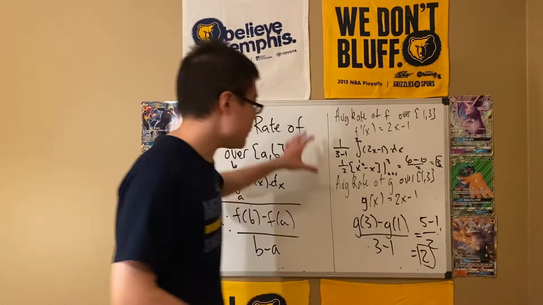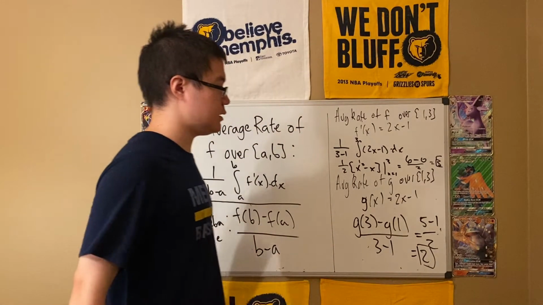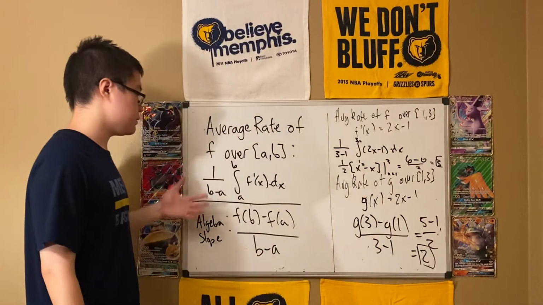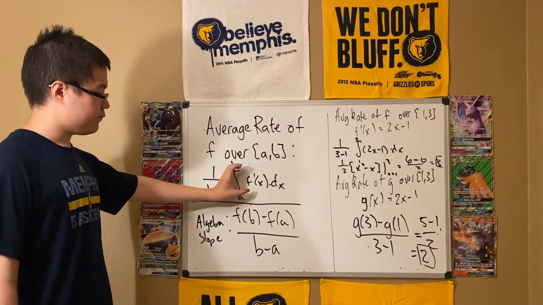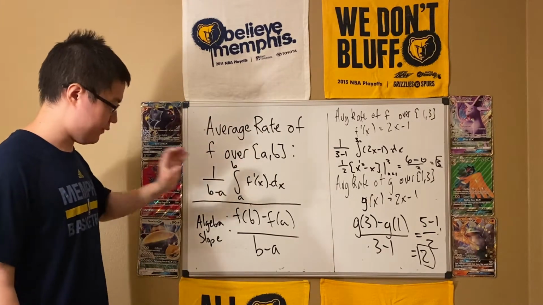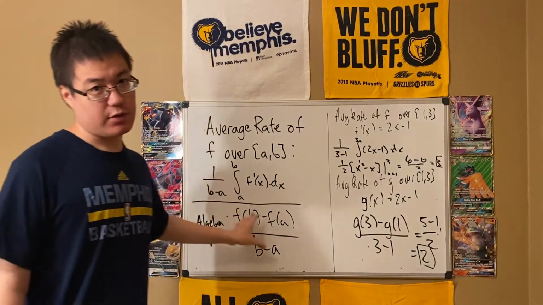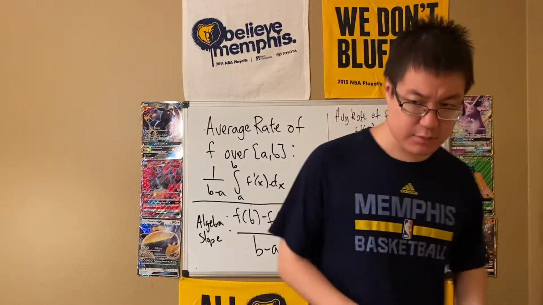So again, notice that no matter which one you're doing, the actual work isn't too crazy. It's just choosing which one to do. And again, there are two formulas based off the givens. If you're doing average rate, if you're given f prime, you want to be doing this. If you're given the derivative, you're going to be doing this. If you're given the antiderivative, you're going to be doing this. So that's the general rule of thumb.